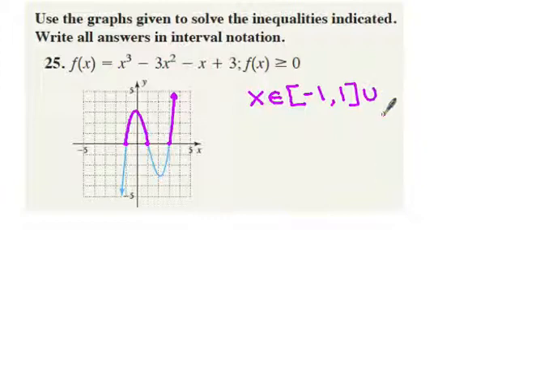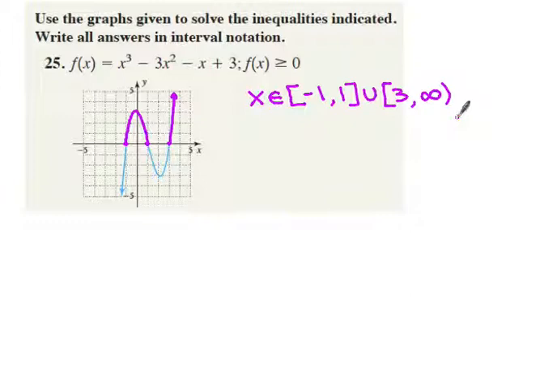Unioned with, because I have more options, anytime I'm greater than 3. So we'll include 3 as an endpoint, since there's equality still. And then they'll go off all the way into infinity, which is always a rounded bracket. Okay, so we'll have those two intervals when f of x is greater than or equal to 0.